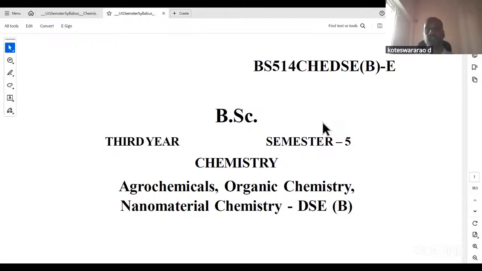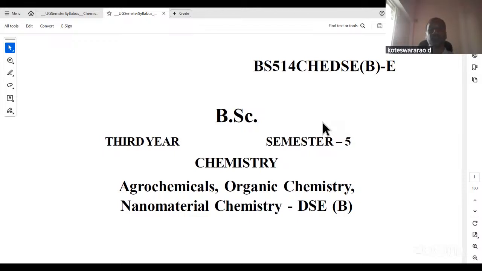Next, agrochemicals are in two blocks, and organic chemistry is one block. In that organic chemistry, we are going to discuss the pericyclic reaction, asymmetric synthesis, and structural illustration of carbon compounds.